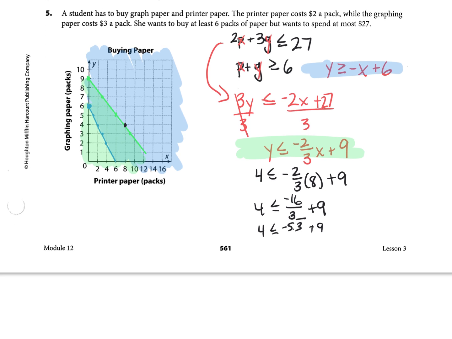And let's see, if I took 9 and I subtracted more than 5, that's going to come out close to 3.7, which is not bigger than 4. So no, it is not a solution.